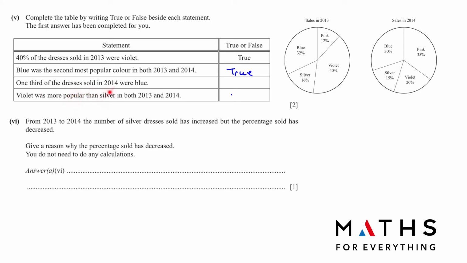Next, 1/3 of the dresses sold in 2014 were blue. So let's find 30% of the total number of dresses, which were 280 in 2014. This will give us 84. 1/3 of 280 should also be 84 if this is true, but it's 93.3. So this is false. Then violet was more popular than silver in both 2013 and 2014. Just compare the silver and violet and you will find that this is true.